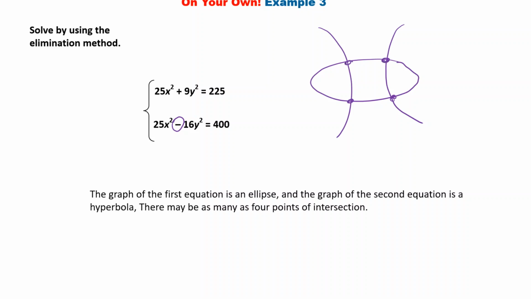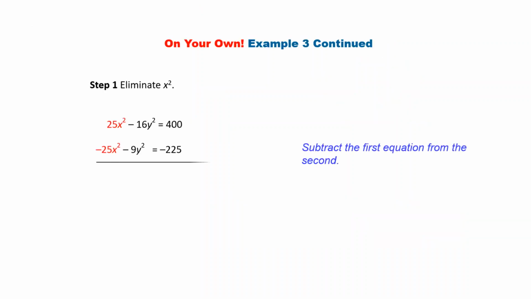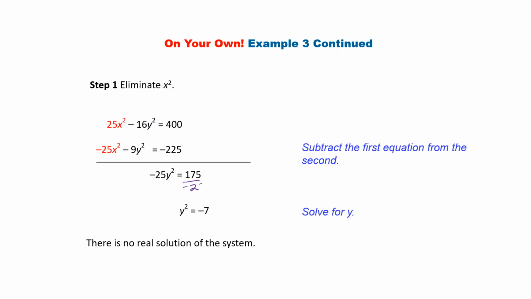There we go. All right, so to eliminate, we're going to subtract the first equation from the second equation because they both had 25s there, so that was really easy. And we end up with -25y equals 175. So next we're just going to solve for y, and notice when I divide by -25 on both sides, I end up with y equals -7.